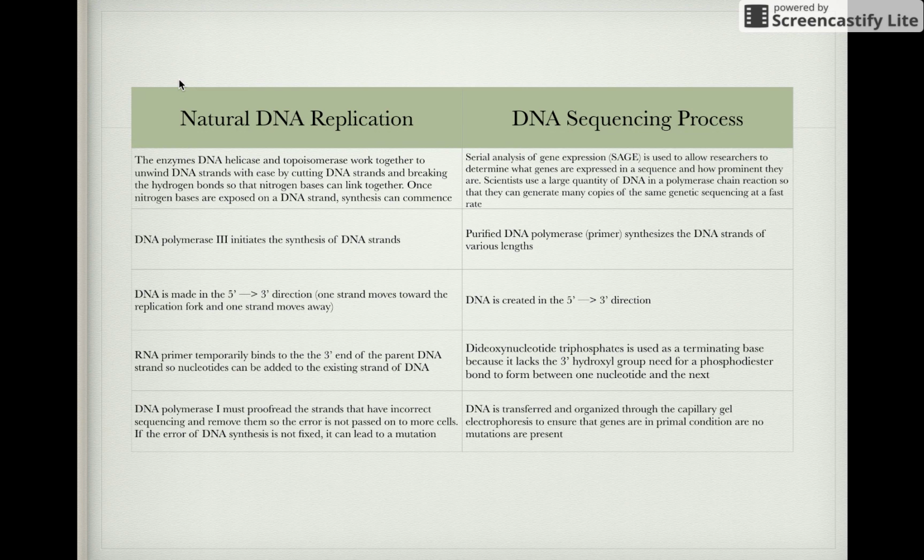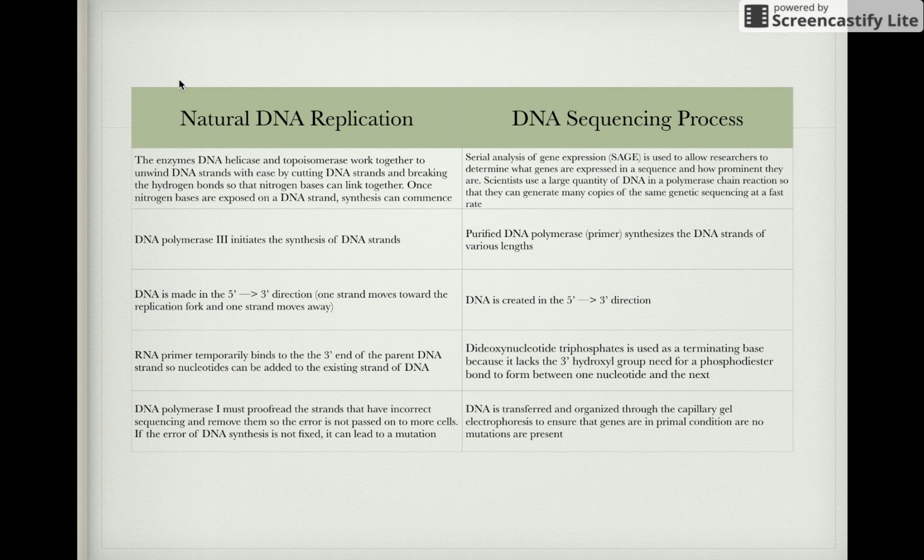So for natural DNA replication, the enzymes DNA helicase and topoisomerase work together to unwind DNA strands, by cutting the strands and breaking hydrogen bonds so that the nitrogen bases are able to link together. And once the nitrogen bases are exposed on a DNA strand, synthesis of the DNA sequence can commence.